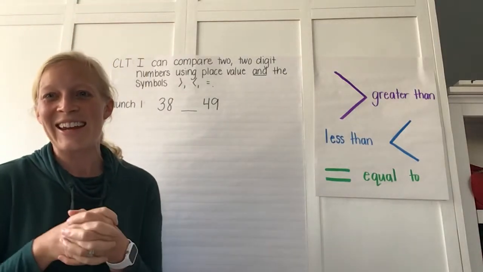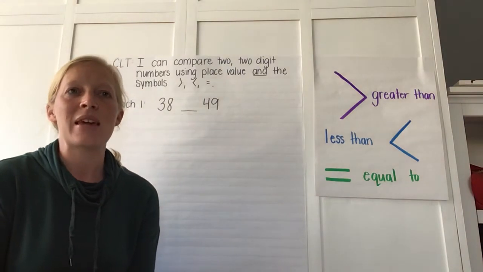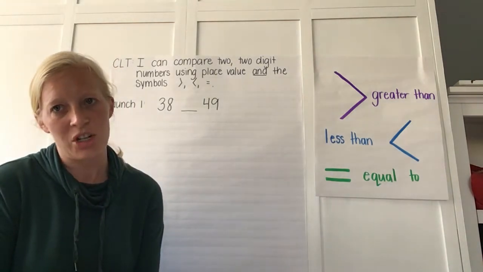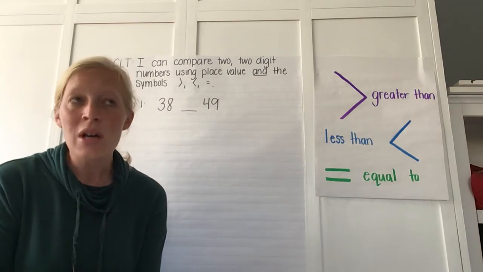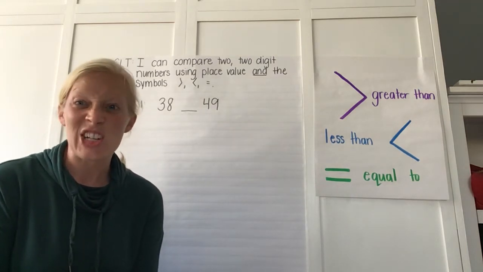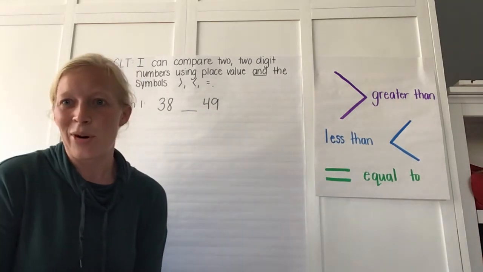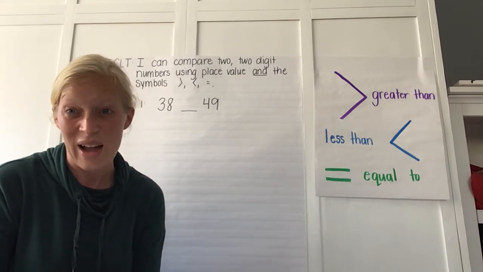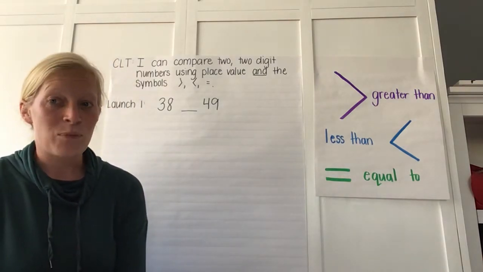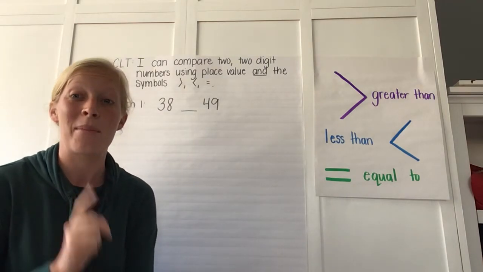Hi, second grade. We've been wrapping up, or we are wrapping up, thinking about understanding 2 and 3 digit numbers. We have been looking at our place value to figure out how much each number is worth based on where it is in the number, whether it's in the tens digit or the hundreds or even the ones. Today, we are going to use what we know about those numbers and we are going to do some comparing.